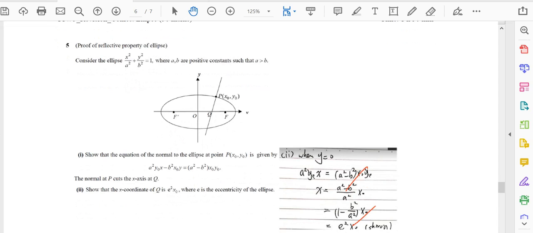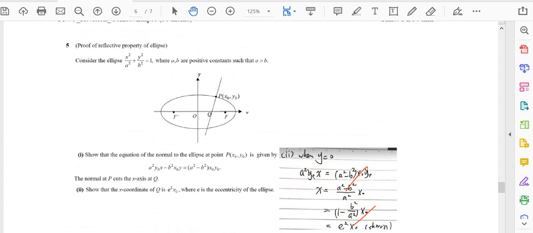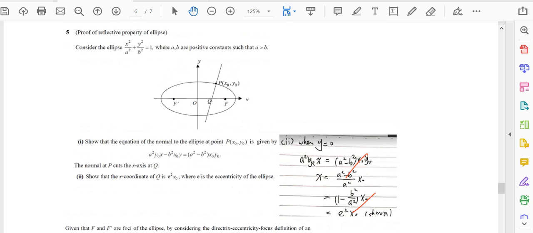So for this last question, usually when it's geometry questions, the question will sort of guide you. They will guide you to proving whatever they want you to prove. So just follow the guide.